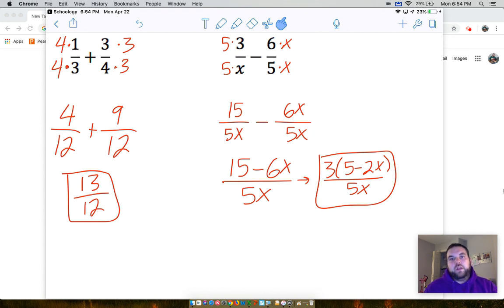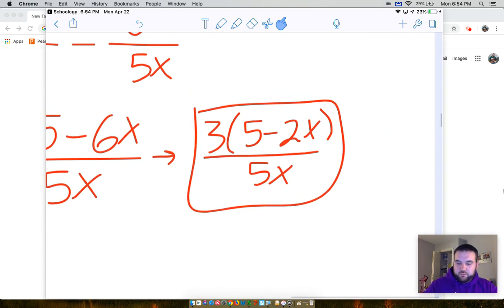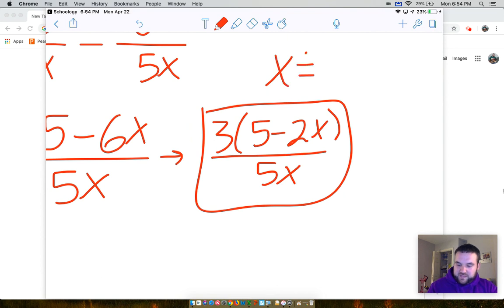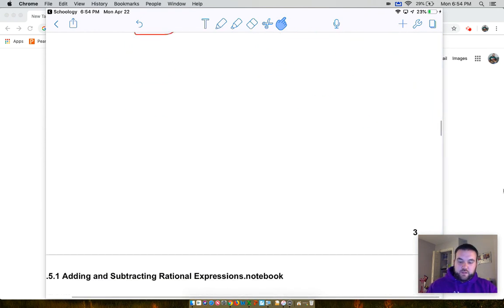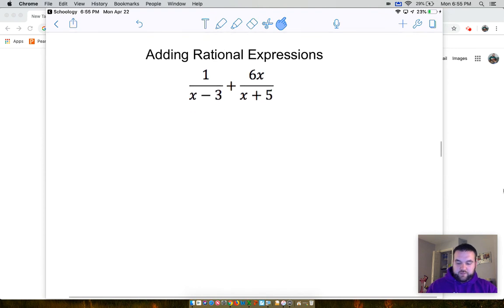And if the last thing, if you wanted to talk about domain, we could say x cannot be 0 because that is my common denominator right there. So that's kind of the picture of what we're going to do to add and subtract these things. You'll see it picks up a little bit in difficulty.